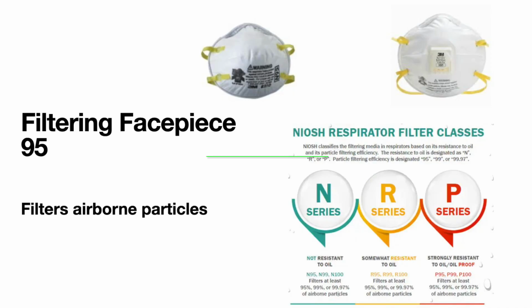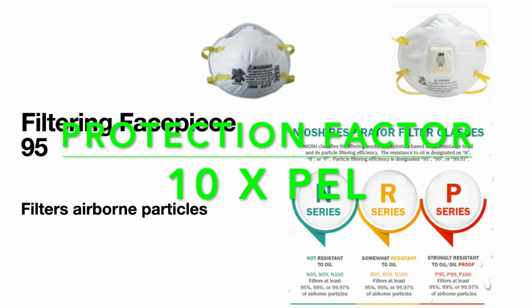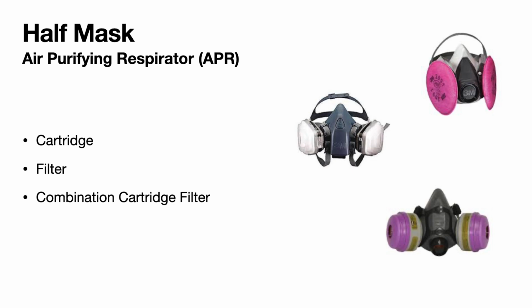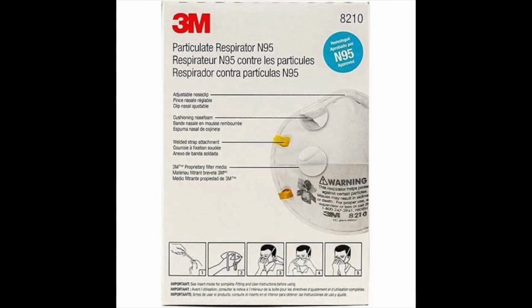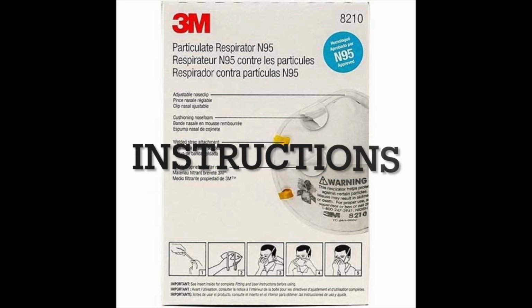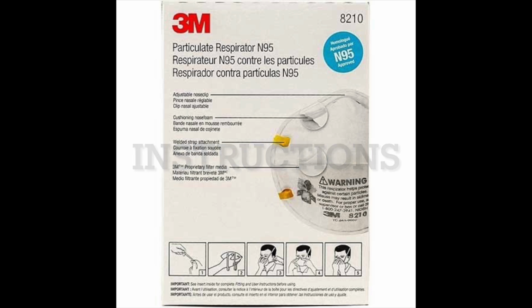The first level is a filtering face piece. A filtering face piece gives us a protection factor of 10. A half mask also gives us a protection factor of 10. And then there are some people who wear a filtering face piece for voluntary use. And that's fine as long as they follow the company policy, follow the instructions on the container that the masks come in, and always follow the manufacturer's recommendations.